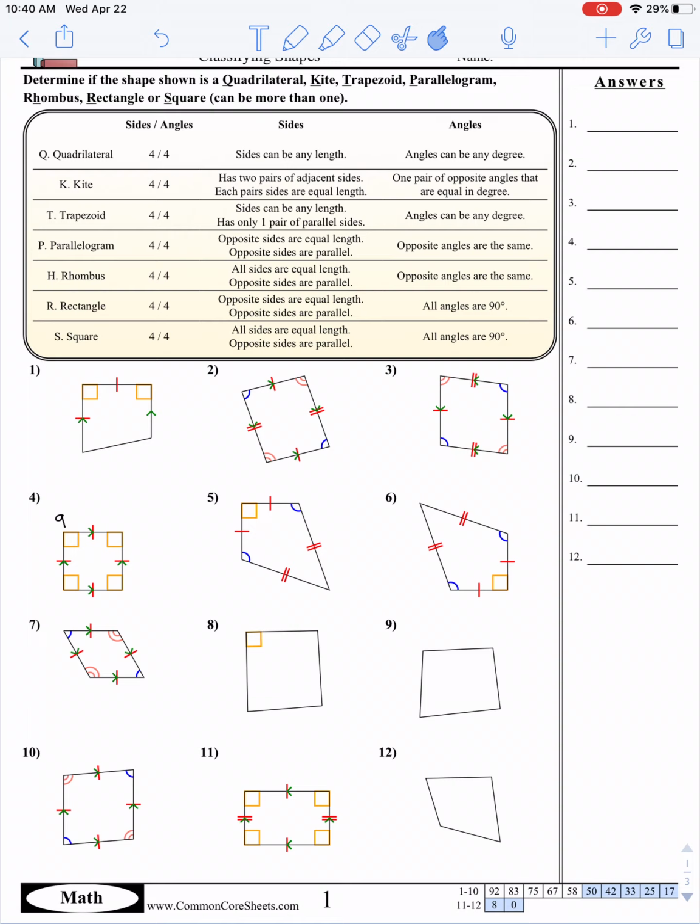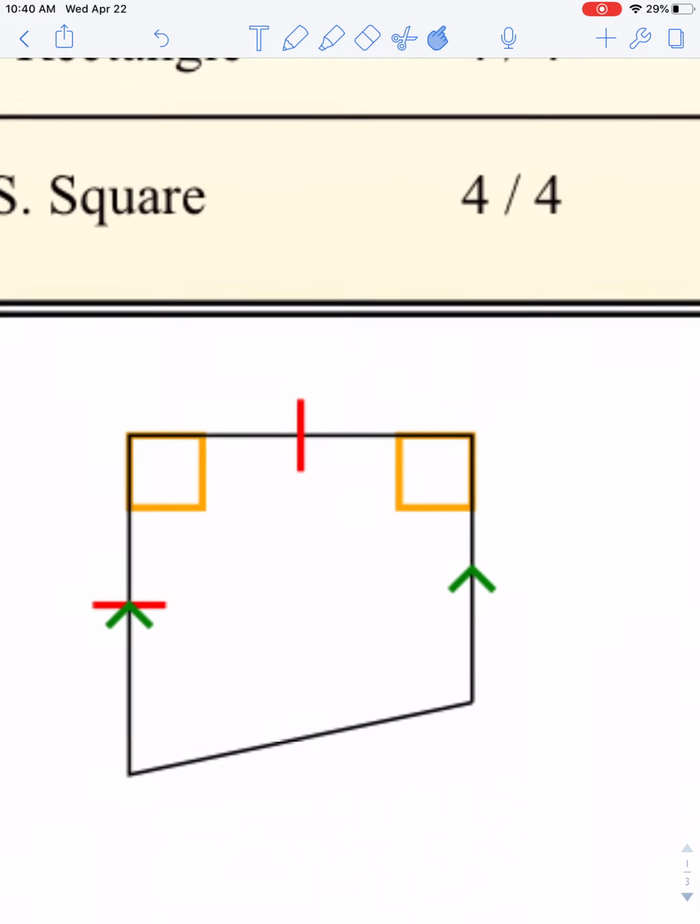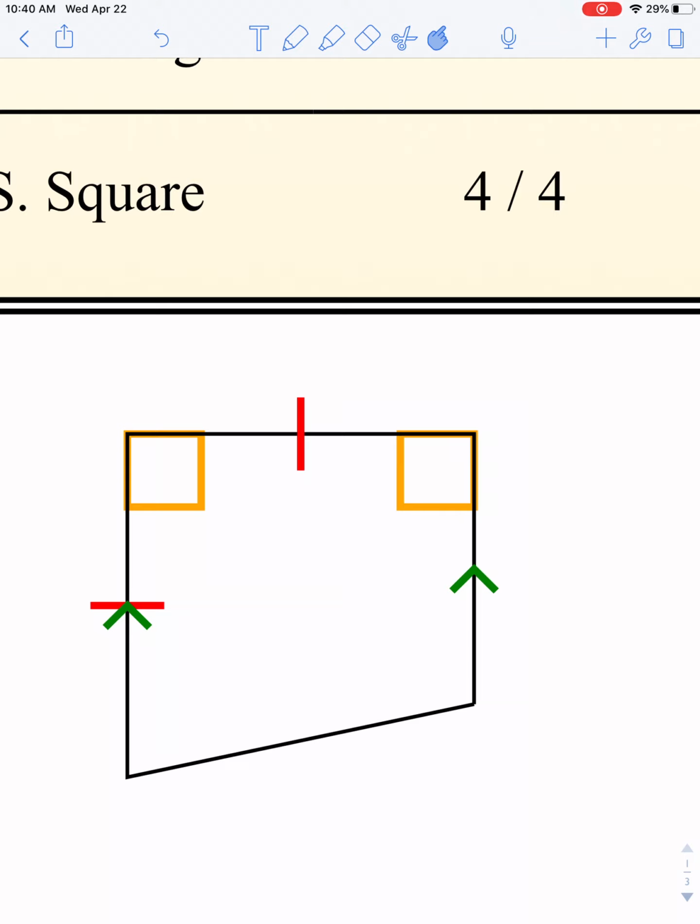So before we get started, I just want to go over a few symbols that you're going to see on these shapes that you probably haven't seen before, and they can be confusing if you don't know what they mean. So looking at number 1, that orange yellow box that you see in those corners means that that angle is 90 degrees. It makes that L shape. So in both of those corners, we have 90-degree angles. If we would measure them, they would be 90 degrees.